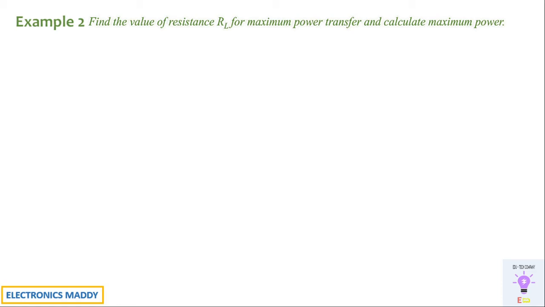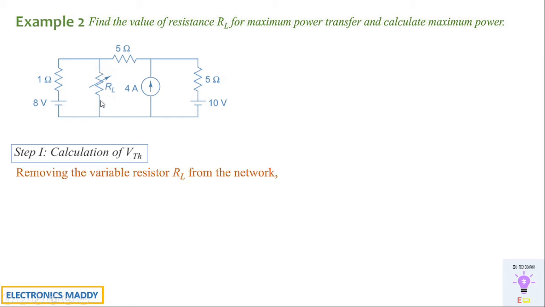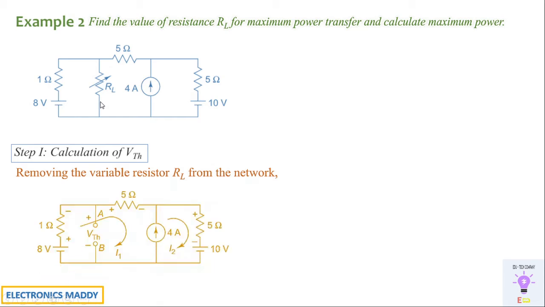So this looks pretty similar to the previous one. I guess you will be able to do it on your own. So they have asked us to find the value of resistor RL for maximum power transfer and also calculate the maximum power. So our first step is to calculate the value of VTH. How do we do that? We'll open circuit this particular portion with respect to RL, and we'll be finding out the value of VTH.